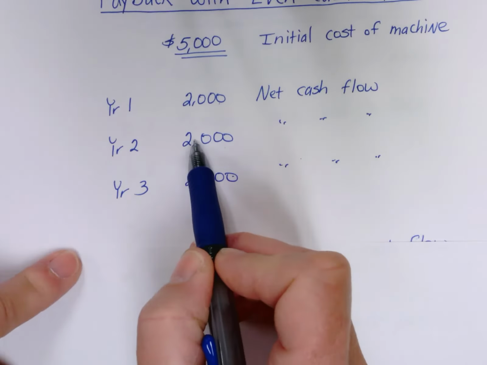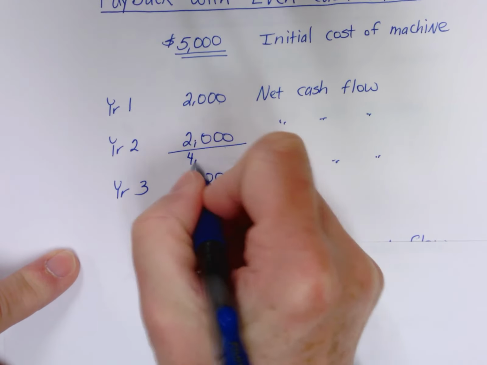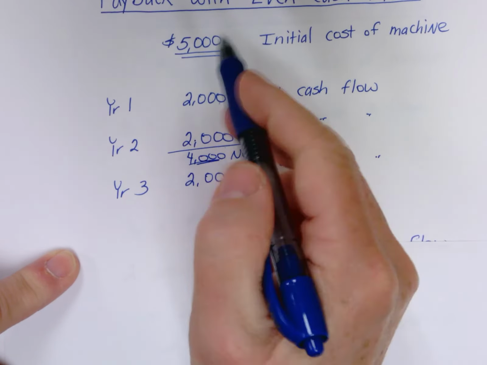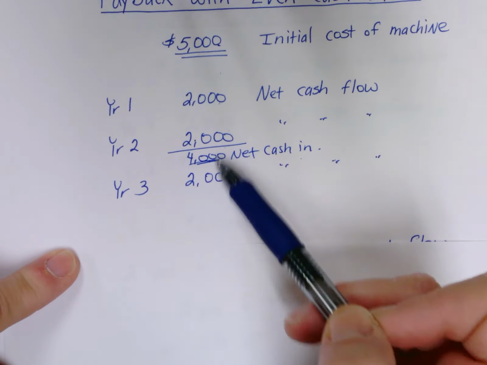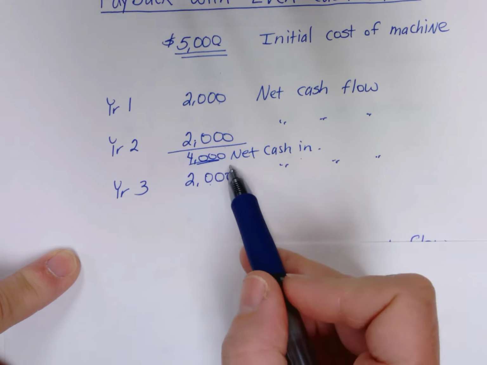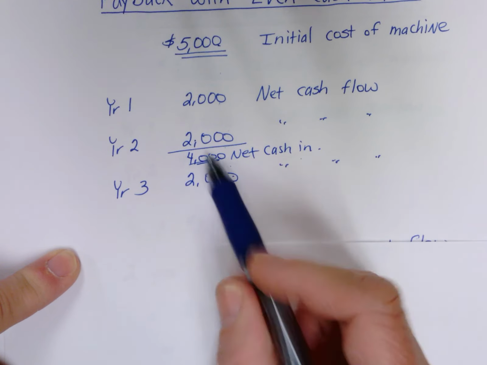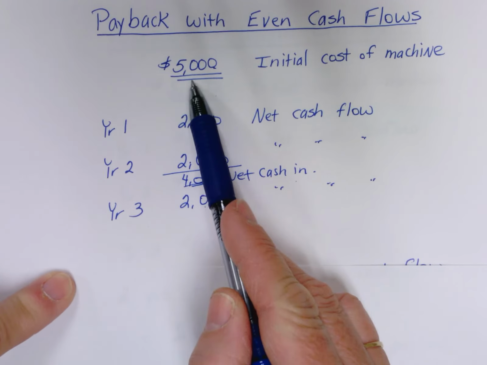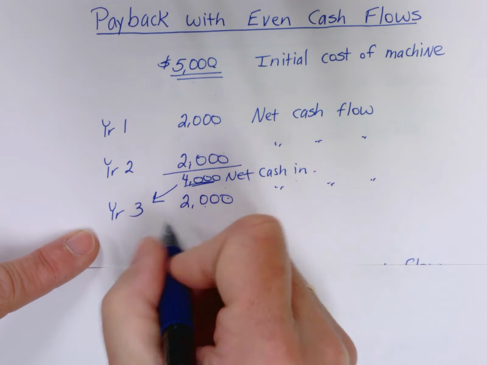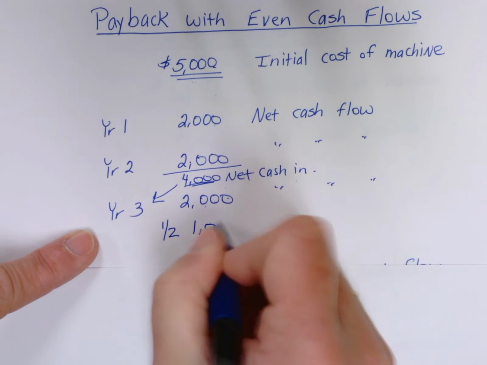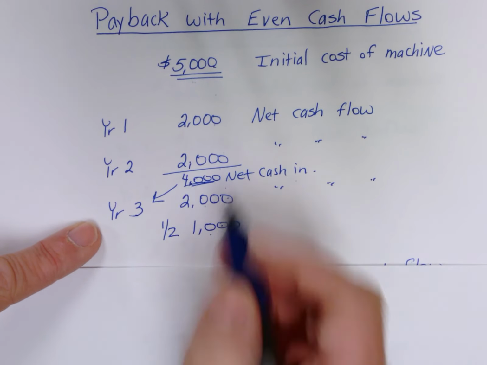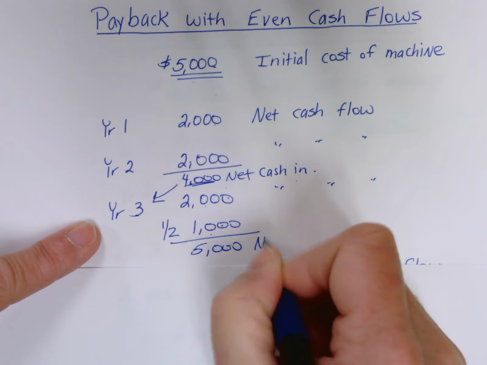So at the end of year 2, we've achieved what? A total of $4,000 net cash in. Has that reached our initial cost yet? Nope, not quite yet. We need a little bit of year 3's cash flow. And in fact, we need half of year 3's cash flow, right? We're at $4,000 net benefit. We need to come up to $5,000 net benefit to equal the initial cost. So we need half of this next year's cash flow, or $1,000. So $4,000 up to that point, plus $1,000 of year 3's cash flows equals our $5,000 net benefit.